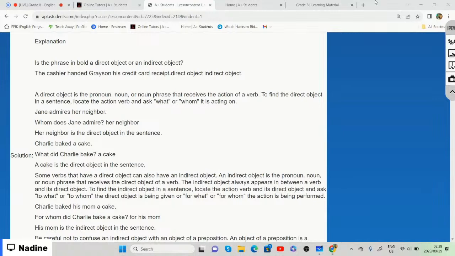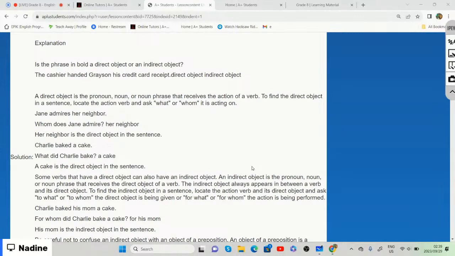So that is basically a breakdown of direct objects and indirect objects, and the questions that you have to ask yourselves in order to locate your answer. So with the direct object, you locate the action and ask what is it acting on or whom it is acting on. And with an indirect object, after locating the action verb and its direct object, you ask to what or to whom the direct object is being given, or for what or for whom the action is being performed.